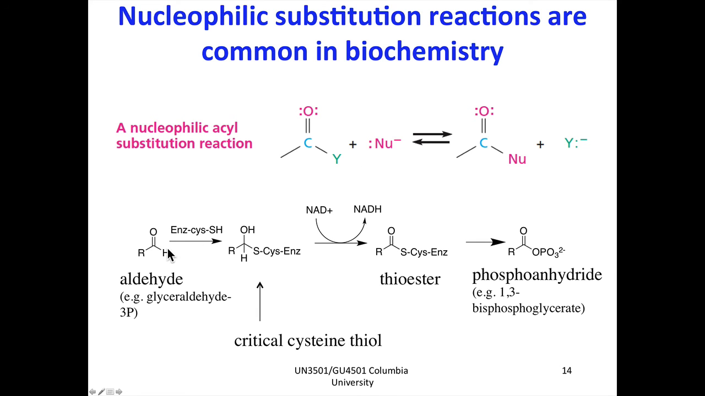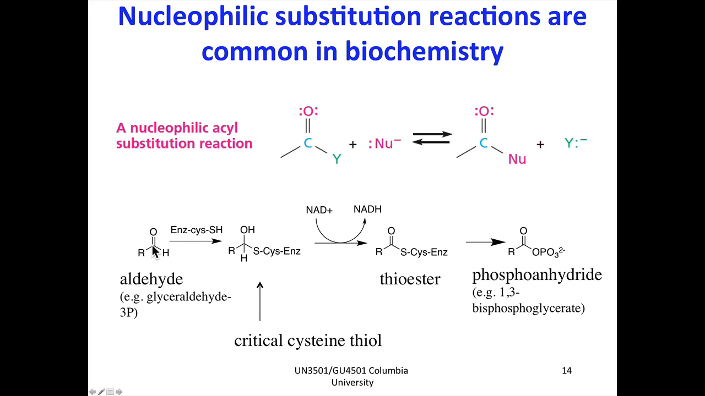So what's an example of that? Well, in the conversion of this aldehyde to a phosphoanhydride, we see the aldehyde can be an electrophile. For example, an enzyme thiol can add into that aldehyde. We get the tetrahedral intermediate. Now the leaving group in this case is going to be hydride. We're going to kick out H-, this hydrogen with its 2 electrons. And so in order to do that, we need a cofactor NAD+. NAD+ receives those electrons, and we get the carbonyl reform, but now as a thioester.